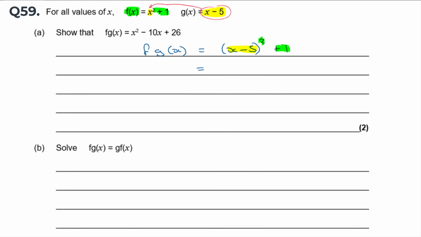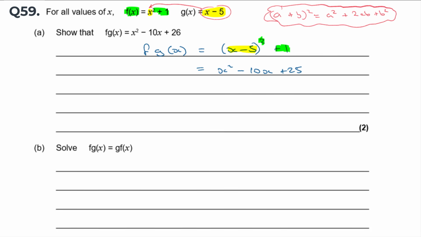If you remember your identity, a plus b all squared equals a squared plus 2ab plus b squared. Very handy little identity. That means when you've got these brackets that you're squaring and you need to expand them, you can do it quite quickly. So here I know that's going to be x squared minus 10x plus 25, plus 1. Okay, if you don't like using the identity, you can just write your brackets out twice and use FOIL. But I kind of remember the identity, it just speeds things up for me.